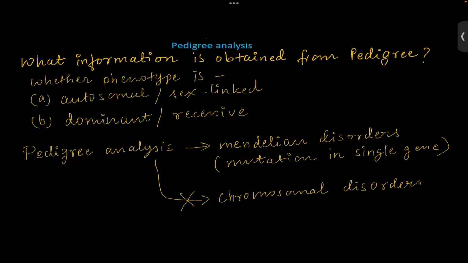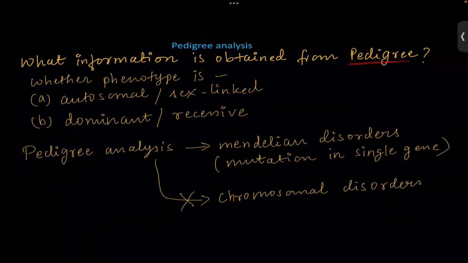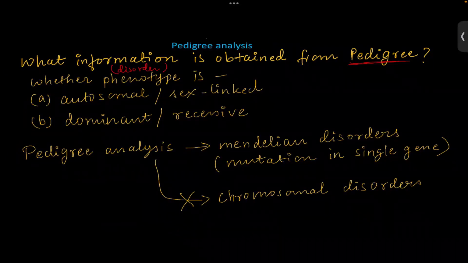Okay, now in this slide, I'm asking you that from a pedigree, what all information can be obtained? So first information would be the phenotype or the disorder you are studying, whether that disease is autosomal or sex-linked. What do you mean by autosomal or sex-linked?